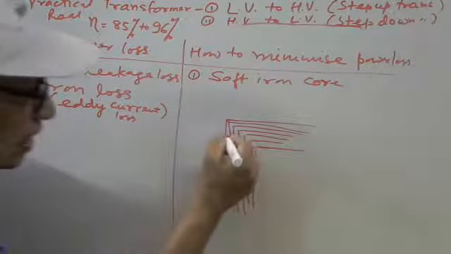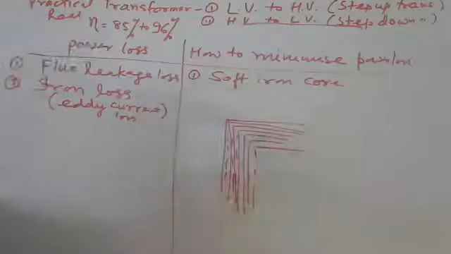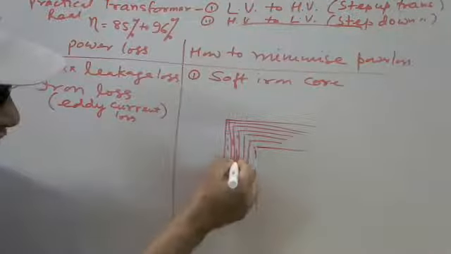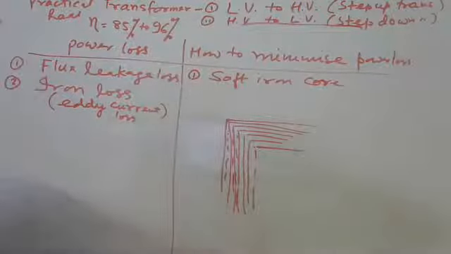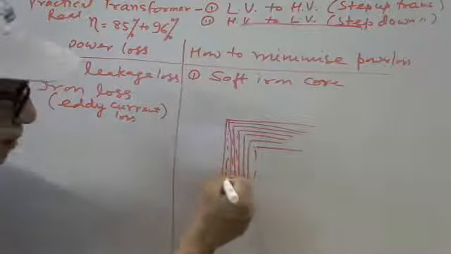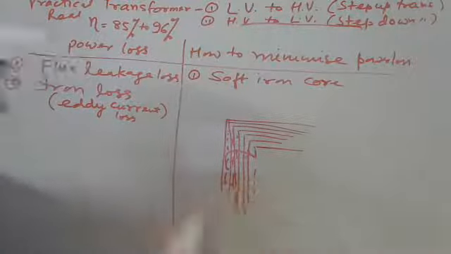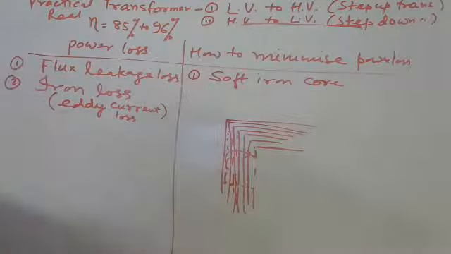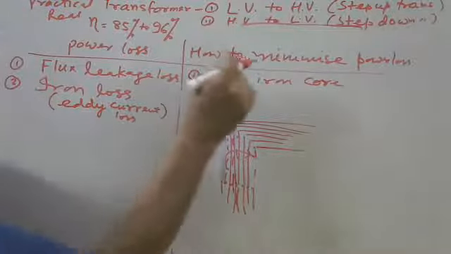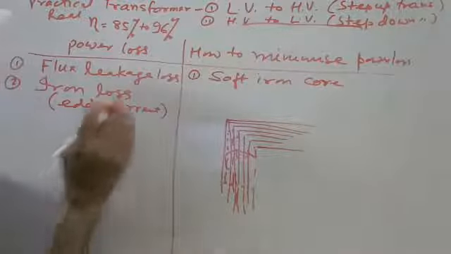But if we insert insulation in between, then these are separate, very thin plates, with a very good insulator in between. So current cannot form like this. Current is only in the plates. It cannot make the eddies. This way we can reduce the eddy current loss, and flux leakage is very good now, and whatever loss is there, we have reduced it.